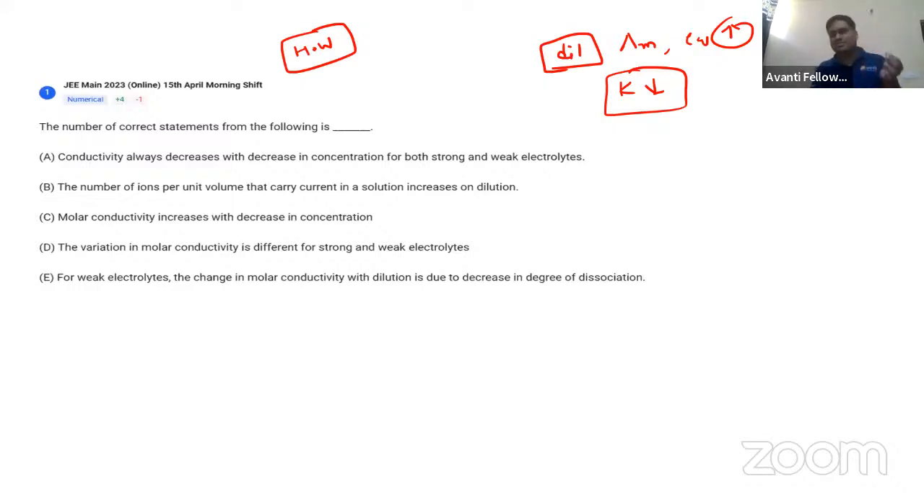Till then, just try to solve the questions related to this chapter, right? Because this chapter is very, very important from the examination point of view. So just try to solve as many questions as you can. And this is a totally numerical-based chapter. Some theoretical questions also came, but mostly only numericals came from this chapter.